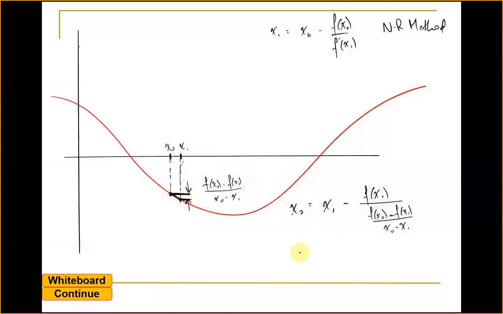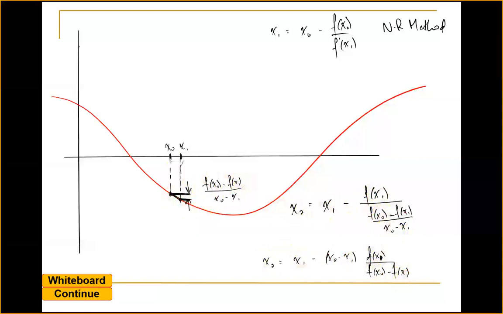Or written another way, x2 is equal to x1 minus f of x1 times (x0 minus x1) over (f of x0 minus f of x1). It's really the same as Newton-Raphson, but we approximate the slope.